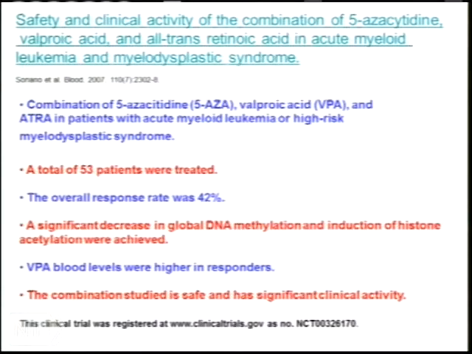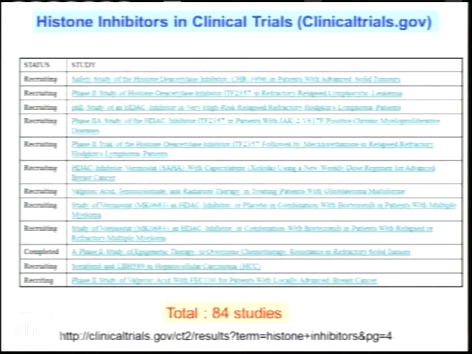In another case, it was a combination of 5-aza, valproic acid, and all-trans retinoic acid. In this case also, more than 50 patients did not respond to other treatments, but they responded to this one. And a few reports are also coming that a PARP inhibitor will work better if you include either methylation inhibitors or histone deacetylase inhibitors. At NCI, we have some clinical trials.